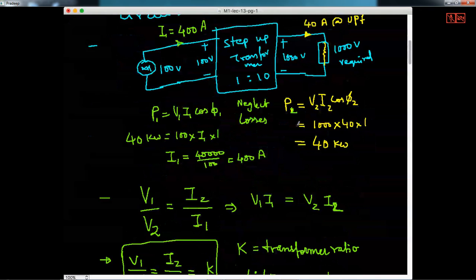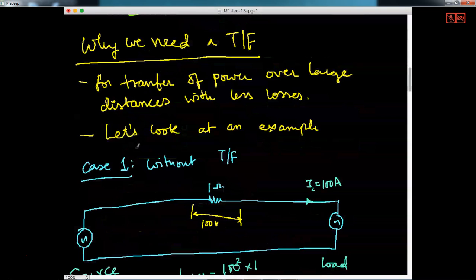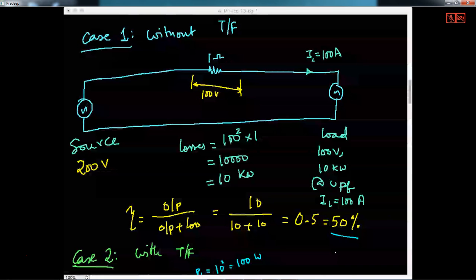Now, why do we need a transformer? For transfer of power over large distances with least losses, we need a transformer. Let's look at an example. On the left side, there is a source of 200 volts. On the right side, there is a load of 100 volts. The line resistance is 1 ohm, and we are assuming a 10 kilowatt load at unity power factor.